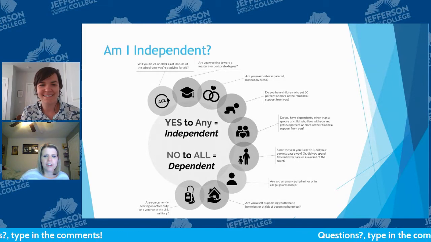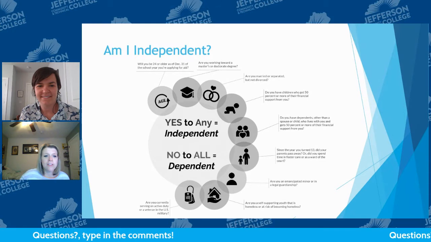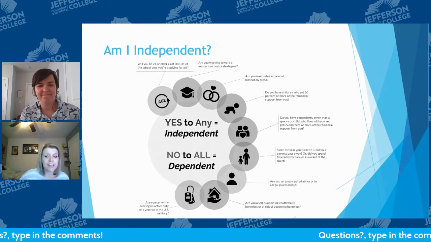An important note to consider is if you answer yes to any of these questions, we may require additional documentation to be provided in the financial aid office. So please think through the questions carefully and make sure you answer accurately.